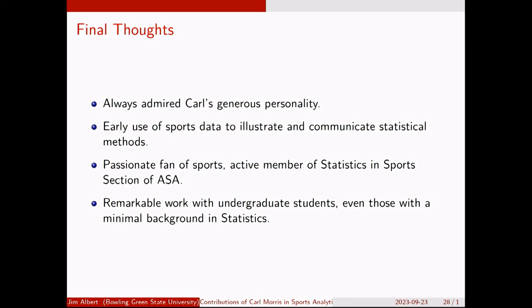He was very active in the ASA chapter. We had a statistics and sports section, which started in the 70s, and Carl was usually always there. And again, his work with undergraduates is remarkable. And I think you don't need to have a master's training in statistics. You always can talk about these sports problems and work on things.